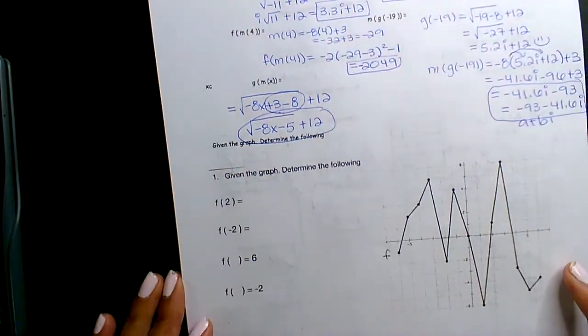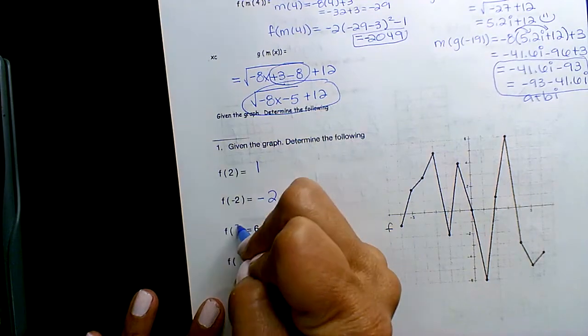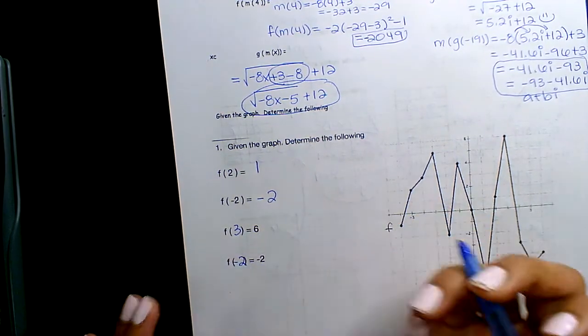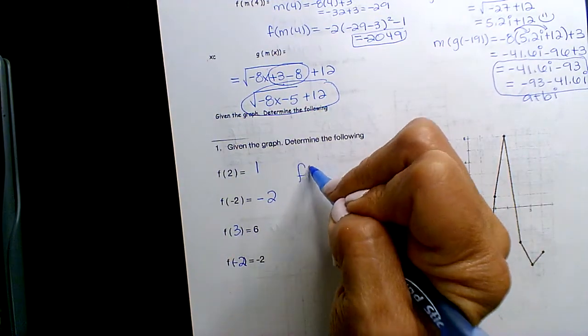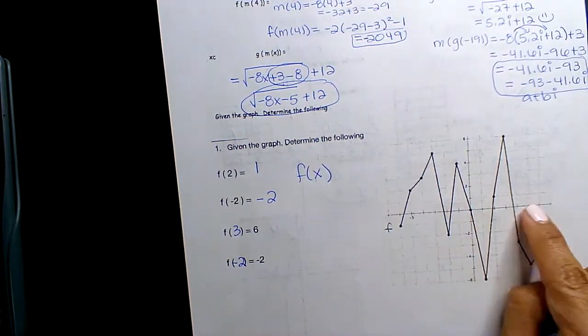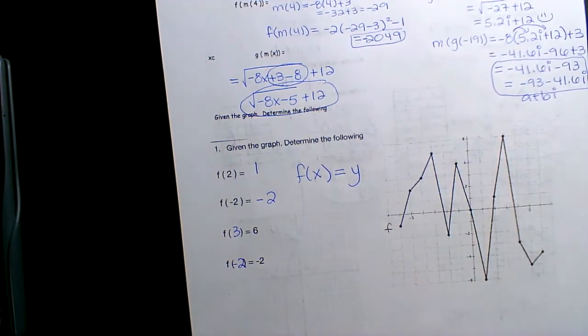Okay, the bottom part you were amazing at. So 1, negative 2, 3, negative 2. Just remember, if it's inside the parentheses, that's your x-axis number that you're looking for. The output is the y value that you're looking for.